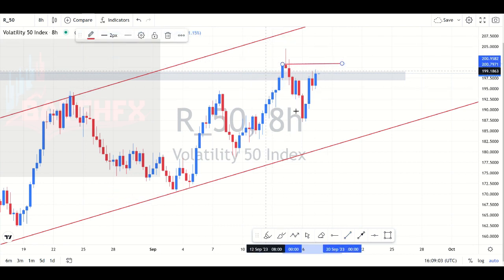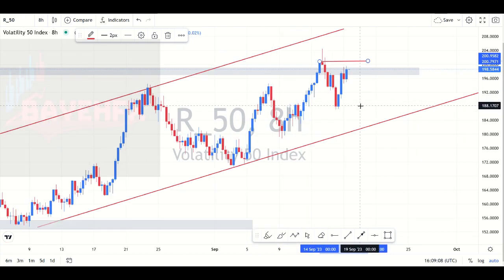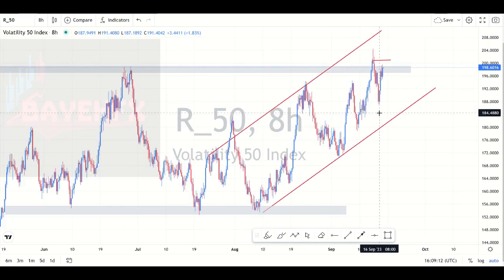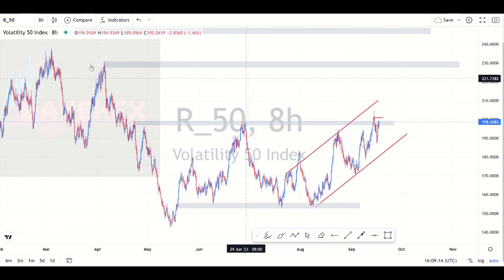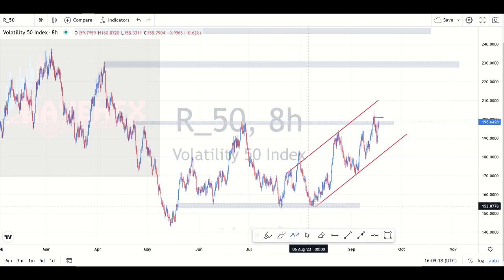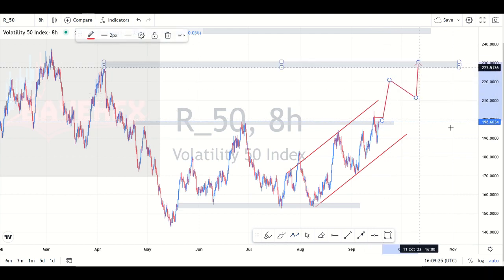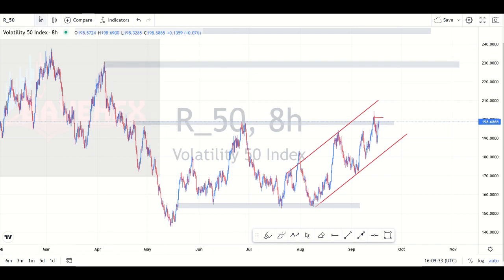So that's an impulse, and then an impulse correction. So we are going for another impulse. It's ideal we keep making new highs and new highs until we hit our overall target around here. That's where we are expecting the market to go. So it's a nice buy trend there on this particular trend. So let's go down to the 4-hour time frame.